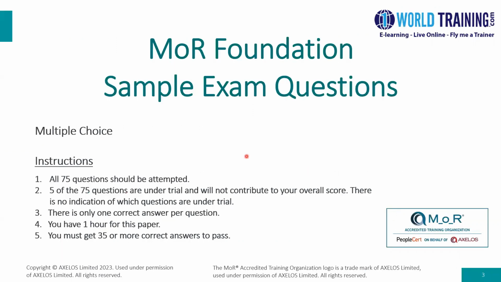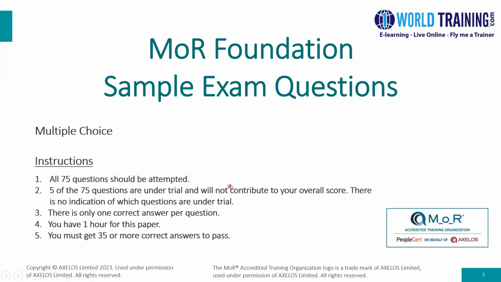About the sample examination questions, you would need to attempt 75 questions, and 5 of the 75 questions are trial questions, and they do not contribute to your overall score. There is only one correct answer per question. You have 1 hour for this paper, in other words, 60 minutes, for 75 questions. You must get 35 or more correct answers to pass.